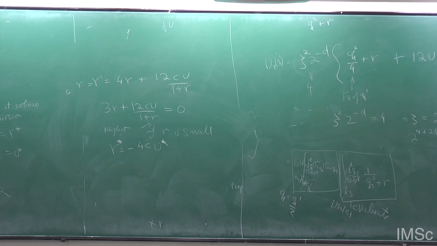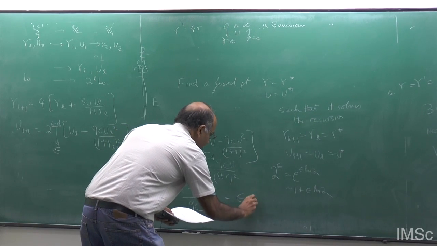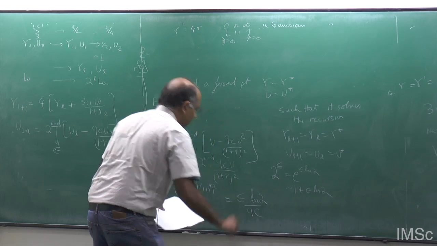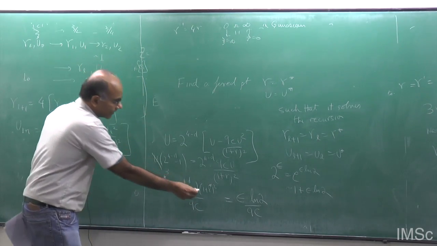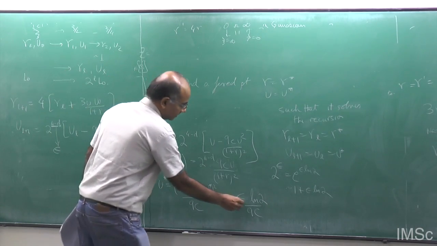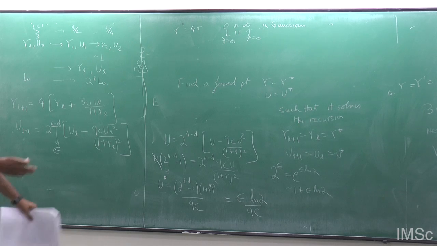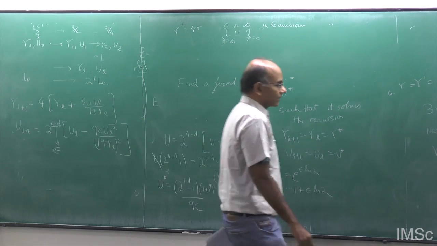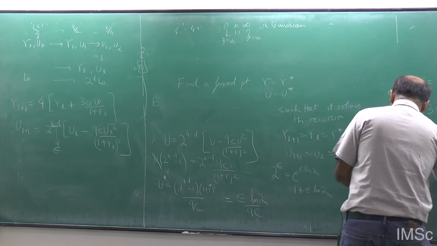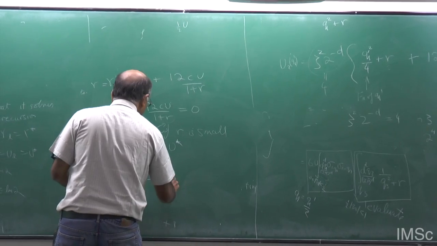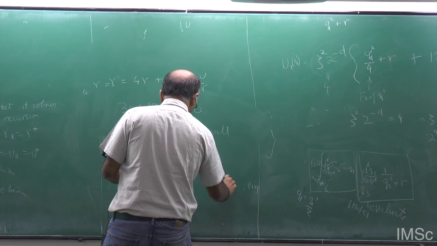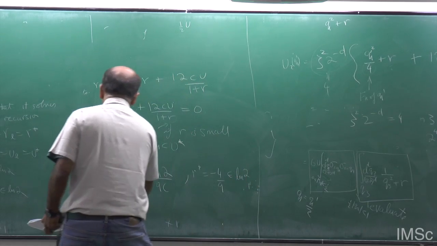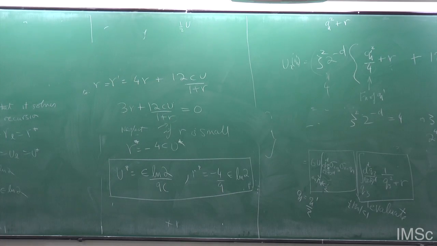So this is a solution for u star. If you neglect r star, this is just equal to epsilon log 2 by 9c. If you suppose r star is very small, you can neglect it here, then this is a fixed point. So you see it's of order epsilon. You can choose epsilon to be arbitrarily small, so that this perturbation theory makes good sense, and you get a non-trivial fixed point, which is very interesting. So let me summarize: u star is epsilon log 2 by 9c, and if you plug this in, r star is minus 4 by 9 times that. So I'll stop here. This is your fixed point.